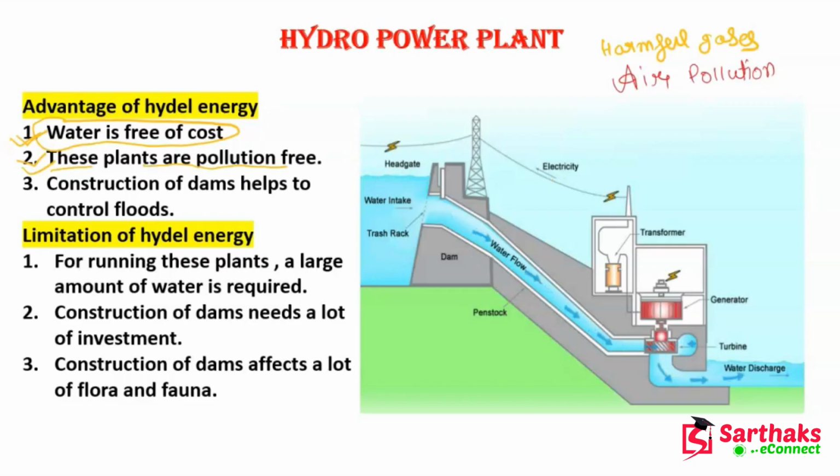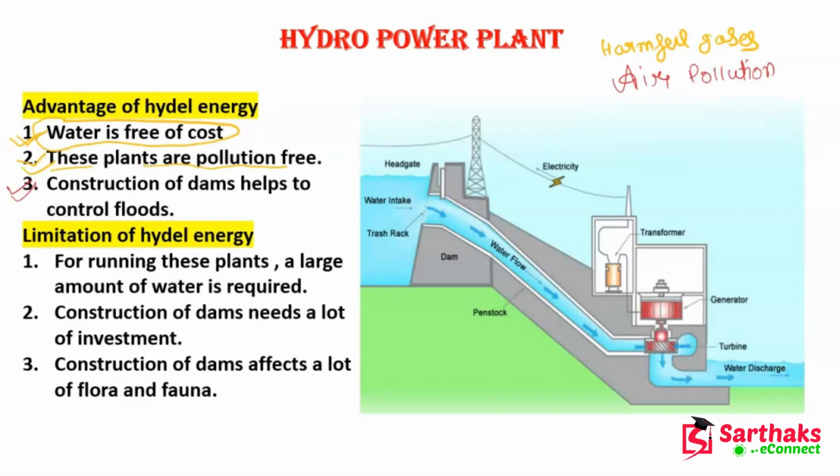Now let us talk about how the construction of dams helps to control floods. Basically, when we construct a dam, it can also prevent floods because it controls the water. So what will happen? Water will not go crossing the dam, so that's why the area is saved from floods. I hope guys this point is again clear to you.